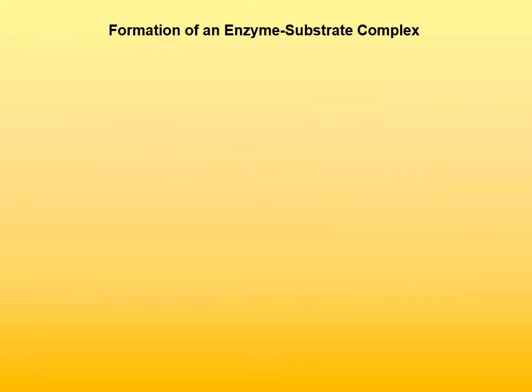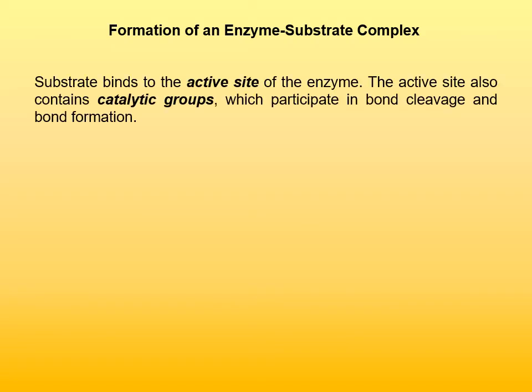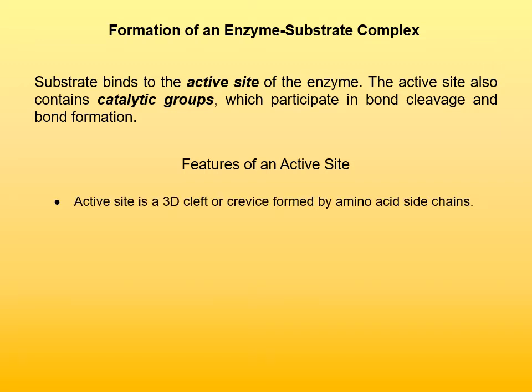The process of formation of the enzyme-substrate complex involves first binding of the substrate to the active site of the enzyme. This active site also contains catalytic groups, and those catalytic groups actually catalyze the reaction. They cause bonds to be cleaved and bonds to be formed. Here are some features of the active site that are more or less common to all of the enzymes. First, the active site is a three-dimensional cleft or crevice formed by amino acid side chains. Those amino acid chains, or the peptide chain in general in enzymes, is globular.